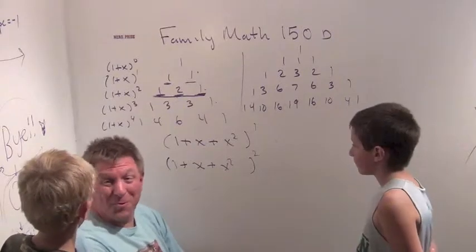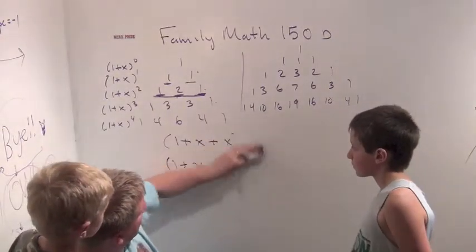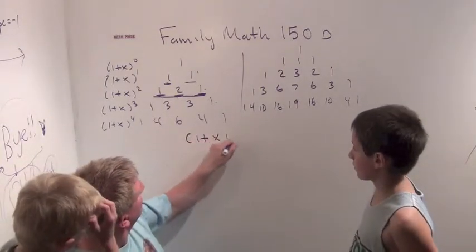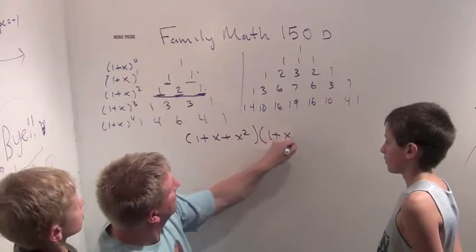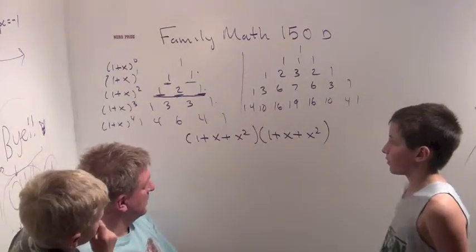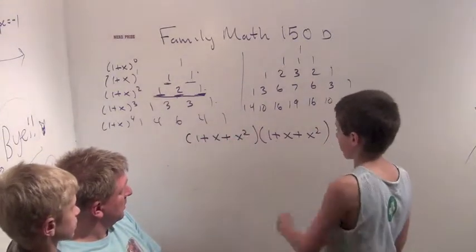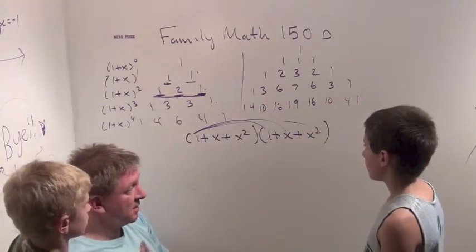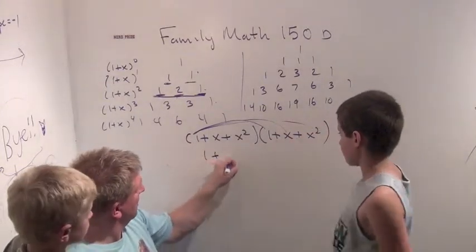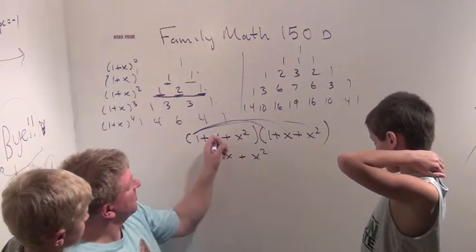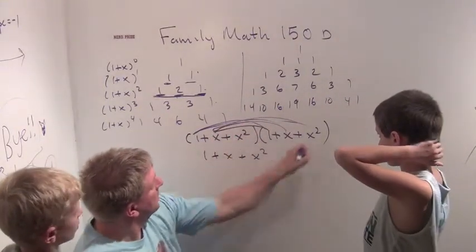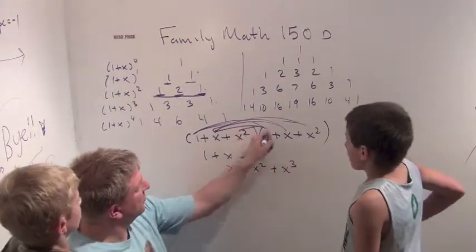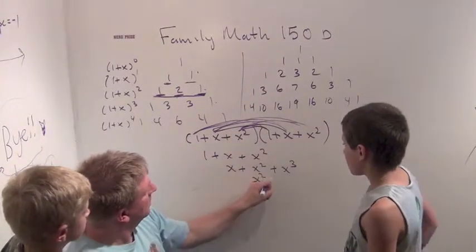Now we can actually do that multiplication, right? Because that just means 1 plus x squared times 1 plus x squared. And how do you do that? Well, you just have to multiply everything through. So 1 times 1, 1 times x squared: that's going to give us 1 plus x squared. What about multiplying the x squared through? If x, we get x plus x squared plus x cubed. What about x squared? We have x squared plus x cubed plus x to the 4th.